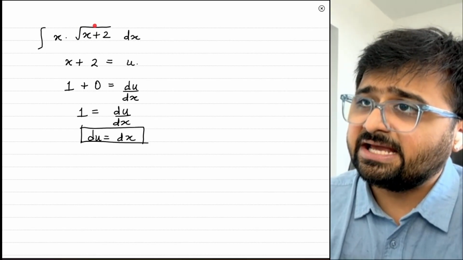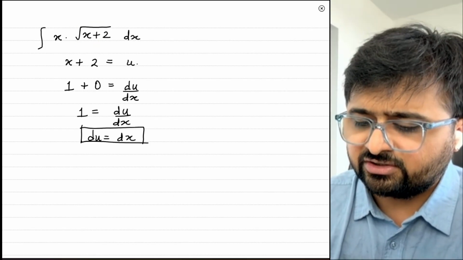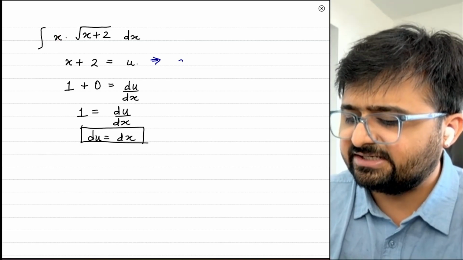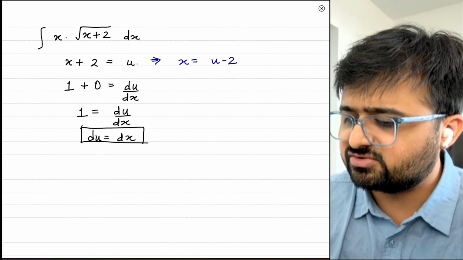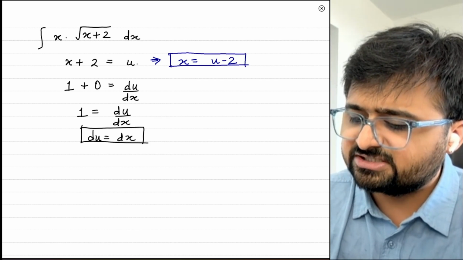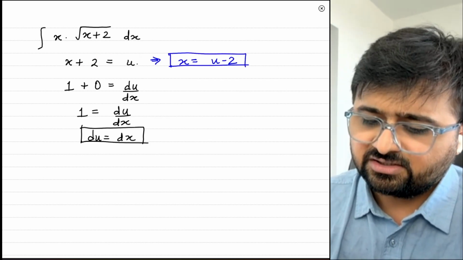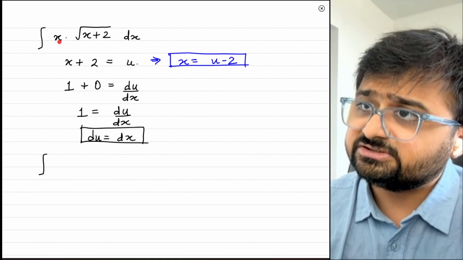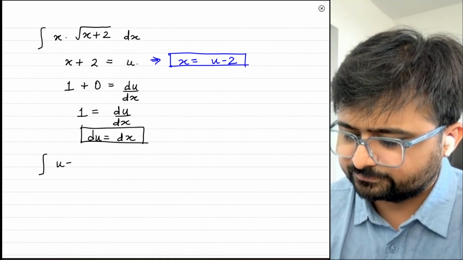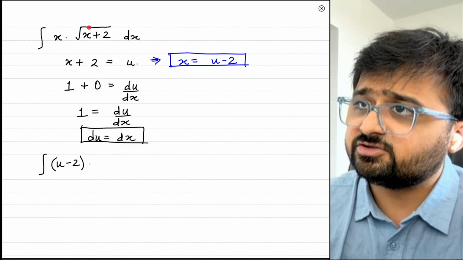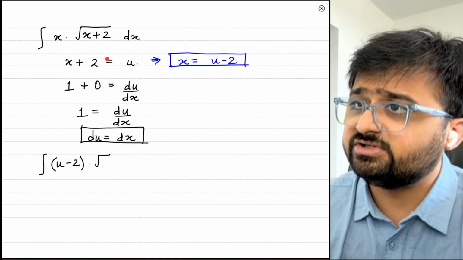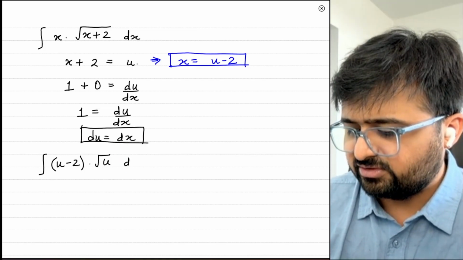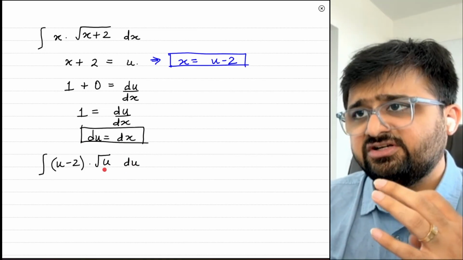Now we need to convert that entire integral in terms of u. So in order to convert that integral in terms of u, I'll also have to find the value of x. So from here, I can say that x is nothing but u minus 2. Subtract 2 on both the sides, or just shift that 2 to the right hand side. Now let's convert that entire integral in terms of u. So that will become integral of, so x is going to become u minus 2, and I have square root of x plus 2 is nothing but square root of u, and that dx is nothing but du. So I converted that entire integral from the x world to the u world.